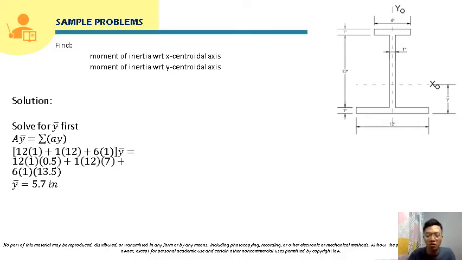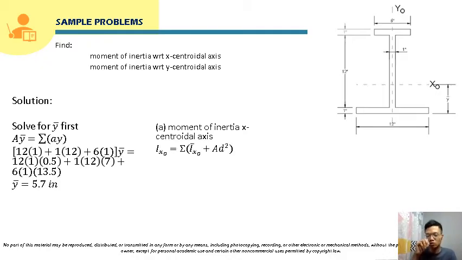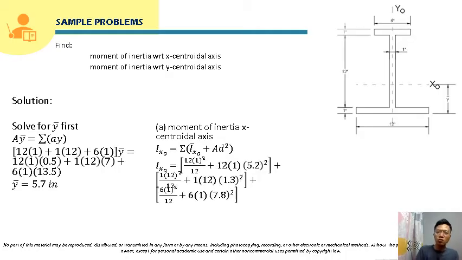Now, this will be the location of our centroidal axis, 5.7 inches from the base. So we will use that to solve for the moment of inertia with respect to the centroidal axis. To solve that, we will use this formula: the moment of inertia with respect to the centroidal axis will be equal to the summation of the centroidal moment of inertia of each shape here, plus the transfer term, which is AD squared, if applicable.